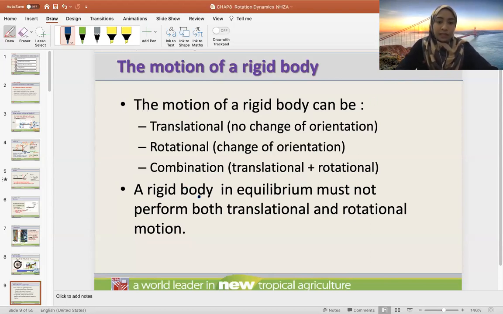Now, a rigid body in equilibrium must not perform both translational and rotational motion. So benda yang in equilibrium, dia tak boleh berputar setempat, dia tak boleh bergerak ke kanan, ke kiri, ke atas, ke bawah. Tak boleh. Untuk semua kondisi rotational, translational kena kosong. So that is the condition.